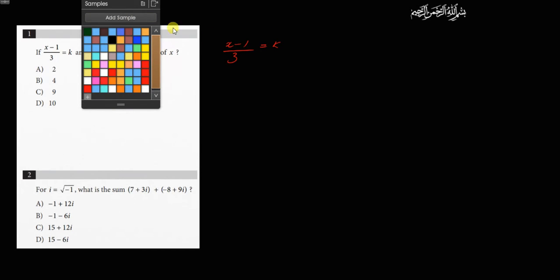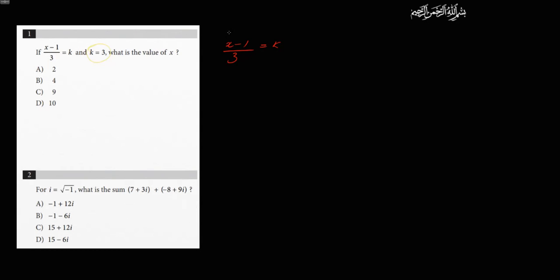Okay, question number 1. If (x minus 1) over 3 equals k, and then we're given the value of k, and we're told k is 3, then what is the value of x?